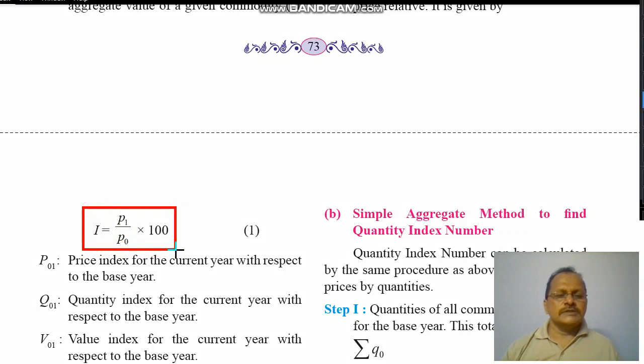This is the general index number: I equal to P1 upon P0 into 100. Here P1 is nothing but the price of the current year, and P0 is the price of the base year, multiplied by 100. That gives us the first index number which we are going to construct.